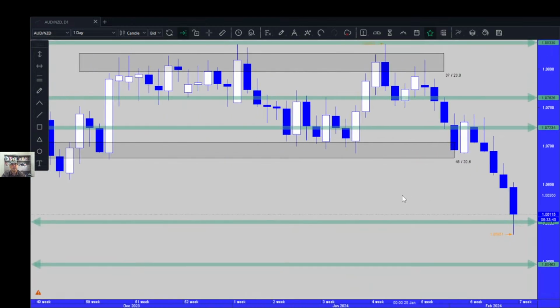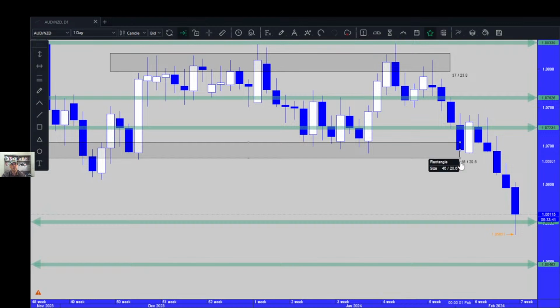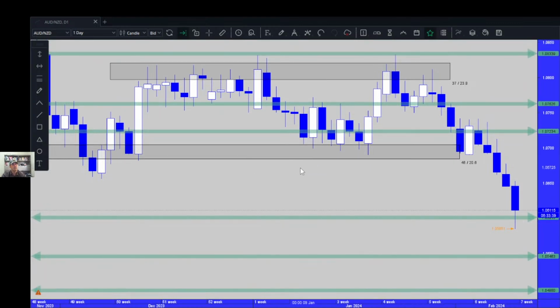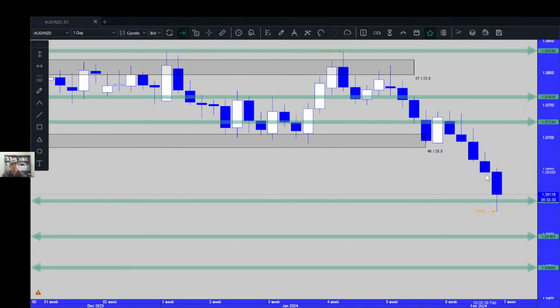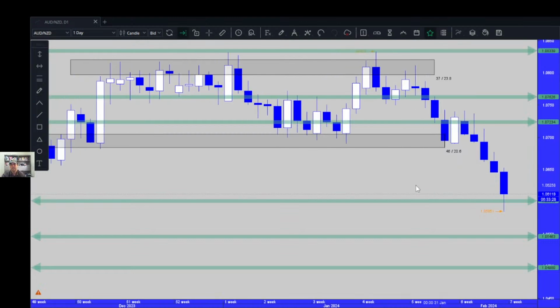Alright? And as a retail trader, if you didn't go bearish, similarly to if you didn't go long on AUD-JPY, if you didn't sell AUD-NZD, the question is, why not? Does this make sense?